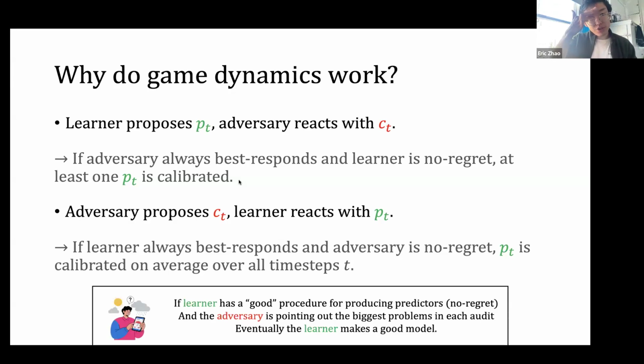And sort of just to give more intuition on the first dynamic, because that's what I'm going to dive into with an example now. One way to think about why at least one of the predictors is calibrated is that if the learner has a good procedure for producing predictors, like it's no regret, and the adversary is constantly pointing out the biggest problems, then eventually the learner will make a good model. Just like after long enough.